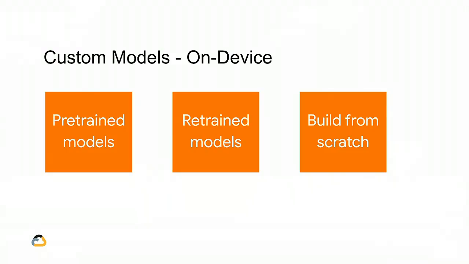So when it comes to models on device, it's actually the same three choices. Number one, pre-trained models. In the example of the cassava, a pre-trained model is you can go to TF Hub, you can download a pre-trained model, and you can just use that directly.